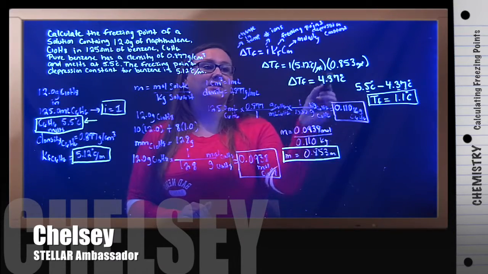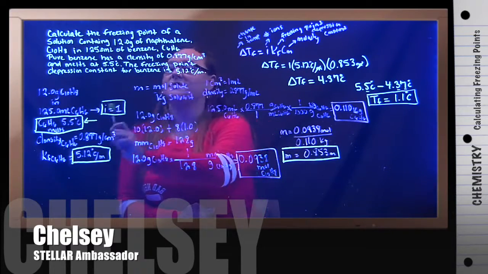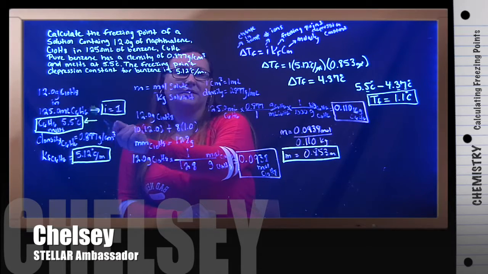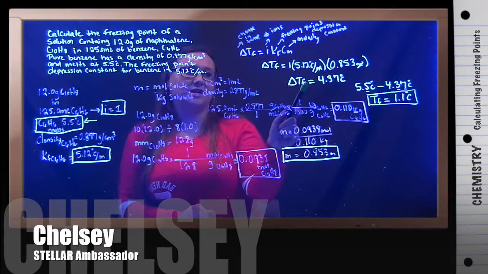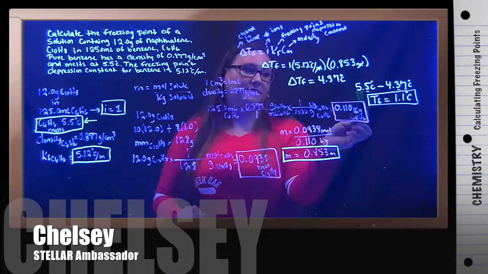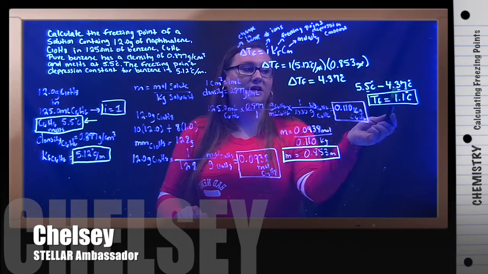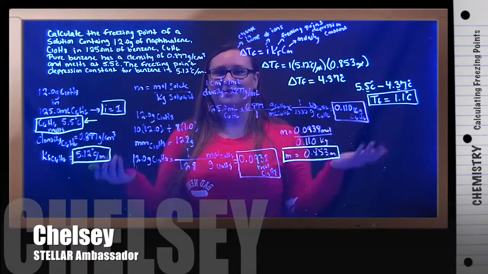Now after we got our change in temp, remember, that's not the answer. There's a reason they gave us this information over here. They told us that benzene melted at 5.5 degrees Celsius, and what they wanted was the freezing point, and this is just the change in temp. So therefore, we took the 5.5 degrees Celsius, which is the melting point, and subtracted it from our change, and got our new freezing point of our solution, which was 1.1 degrees Celsius. So there we go. That was this example.